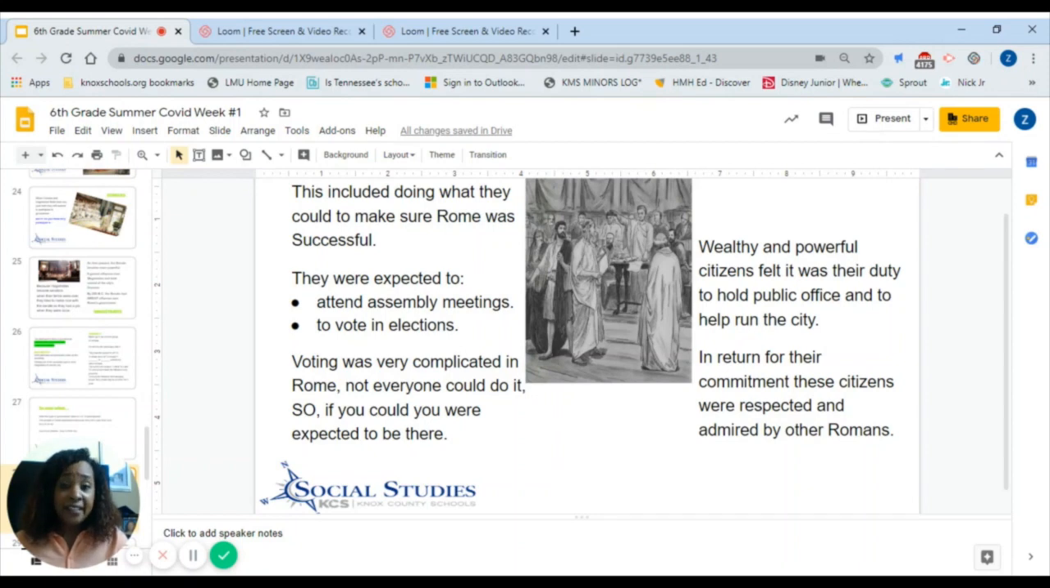Voting was complicated in Rome. Not everyone could do it. So if you could, you were expected to be there. Wealthy and powerful citizens felt it was their duty to hold public office and to help run a city. In return for their commitment, these citizens were respected and admired by other Romans.